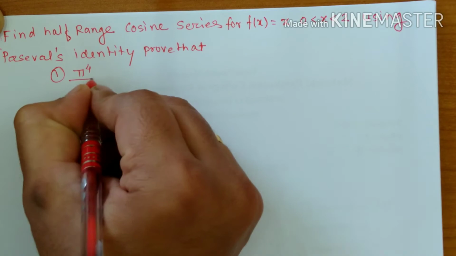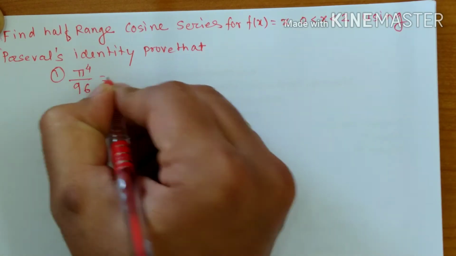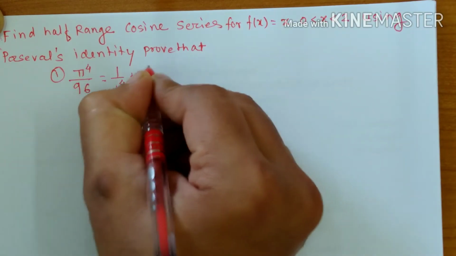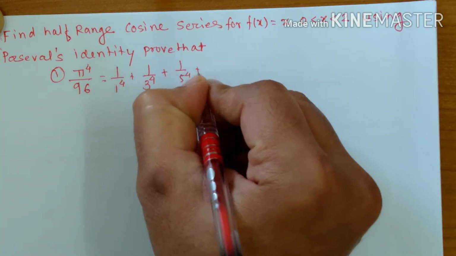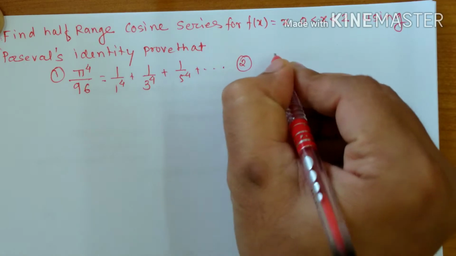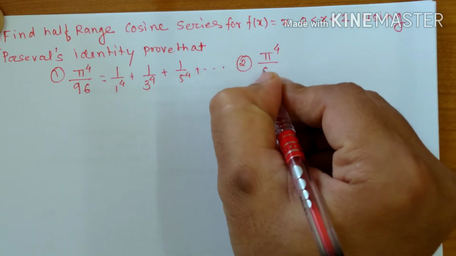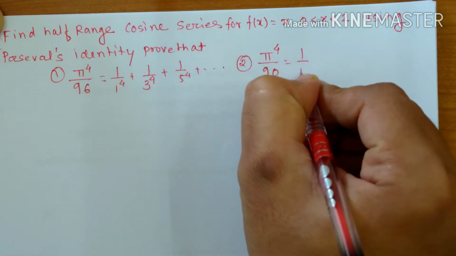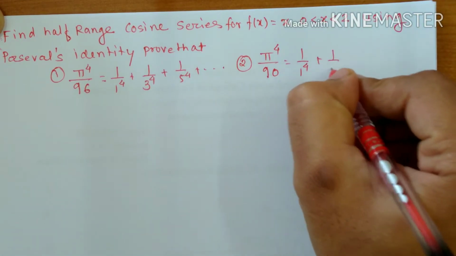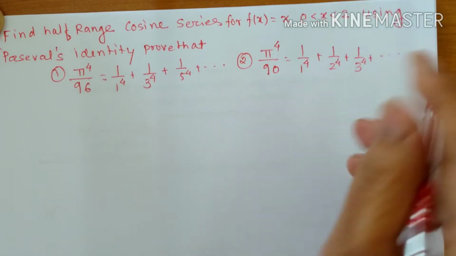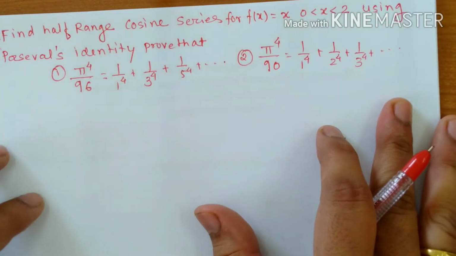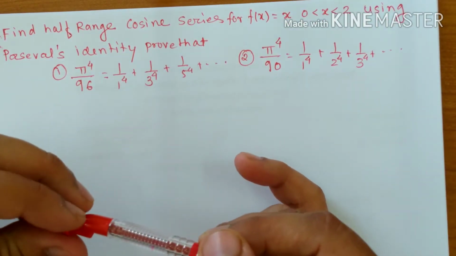pi raised to 4 by 96 is equal to 1 upon 1 raised to 4 plus 1 upon 3 raised to 4 plus 1 upon 5 raised to 4 plus and so on. And number 2 is pi raised to 4 by 90 is equal to 1 upon 1 raised to 4 plus 1 upon 2 raised to 4 plus 1 upon 3 raised to 4 plus and so on. Okay, so these two deductions we have to find out.